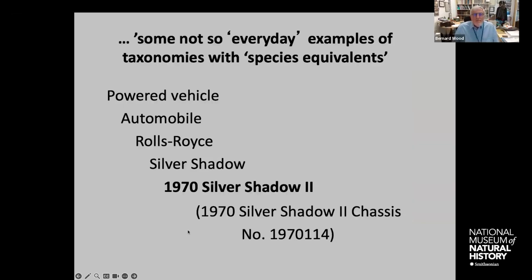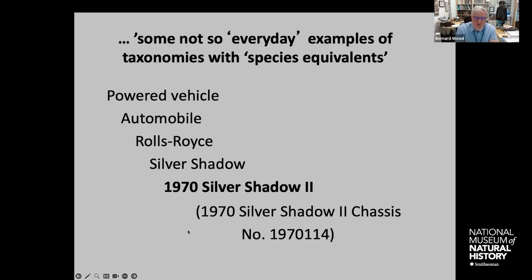The term I've already used is species, and it's part of the way that we describe the world. Next slide. Text. Some not so everyday examples of taxonomies with species equivalents. Powered vehicle, automobile, Rolls-Royce, Silver Shadow. In bold, 1970 Silver Shadow 2. Back to non-bold font, 1970 Silver Shadow 2 chassis number 1970114.